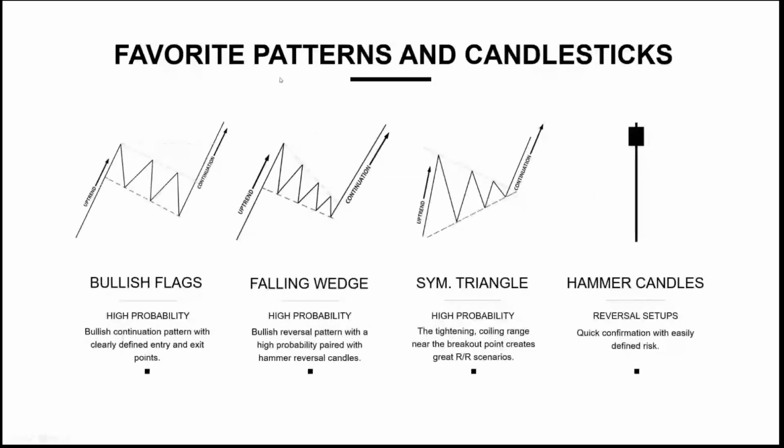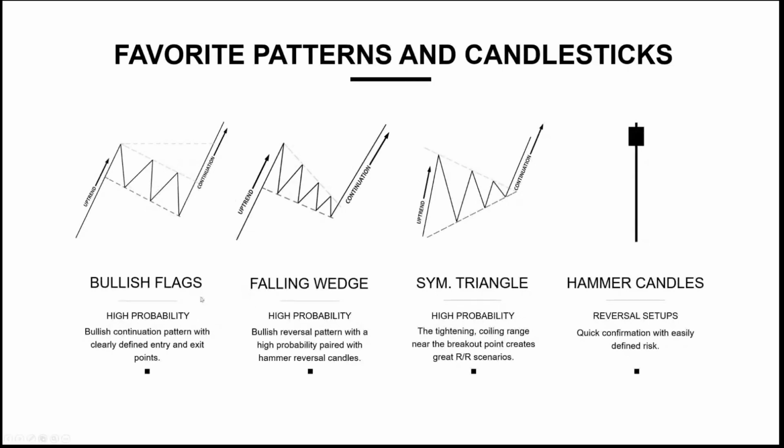So here are my favorite patterns and candlesticks that I trade. Bull flags. It's a high probability setup. It's easy to get out of. You can set tight stops on it. And if you're wrong and you get stopped out, there's always another chance to get back in. You can always buy it back. So there are clearly defined entry and exit points, and that's what I look for in all the setups that I go for.